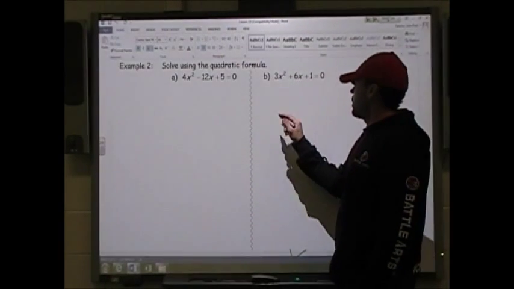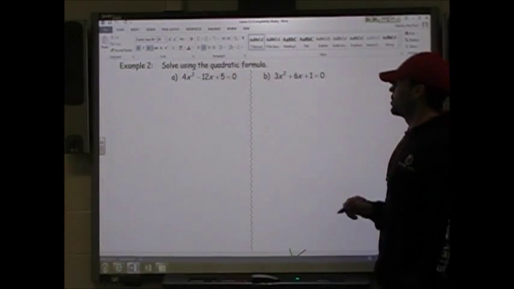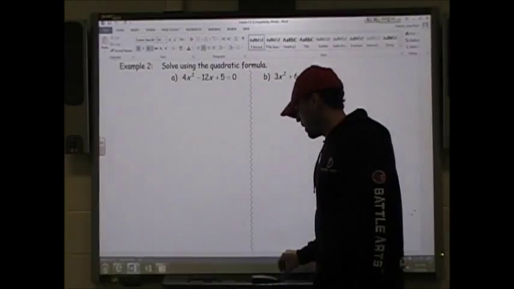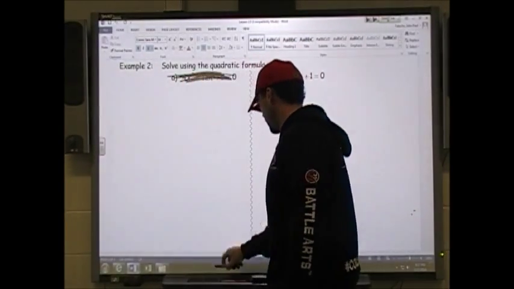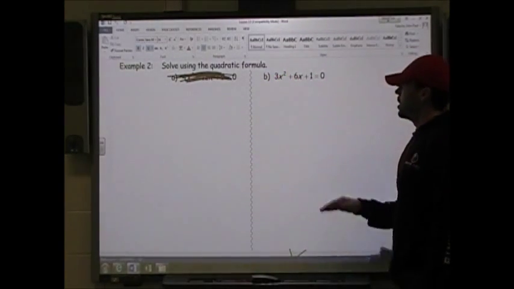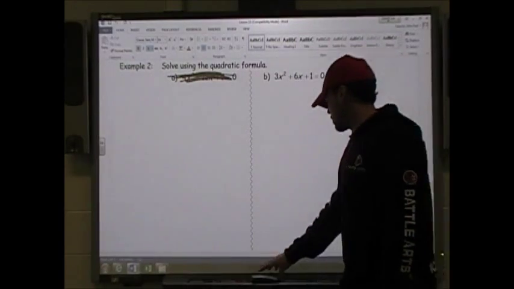Let's try this one here. So we end up with 3x squared plus 6x plus 1 equals 0, and it asks me to use the quadratic formula to solve this. In order to have some more space, I'm just going to erase this from here, and you can write smaller on this side here.